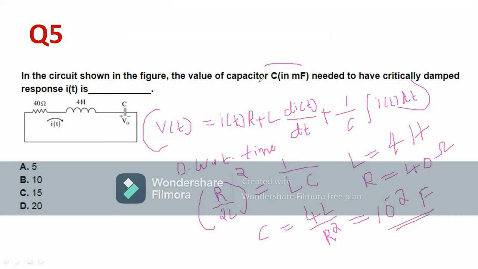But what is the question? The answer is in terms of millifarad. Okay, millifarad. So 10 to the power minus 2 means it is actually 10 millifarad. So obviously I should go ahead with the option B. Option B is the correct answer, 10 millifarad.